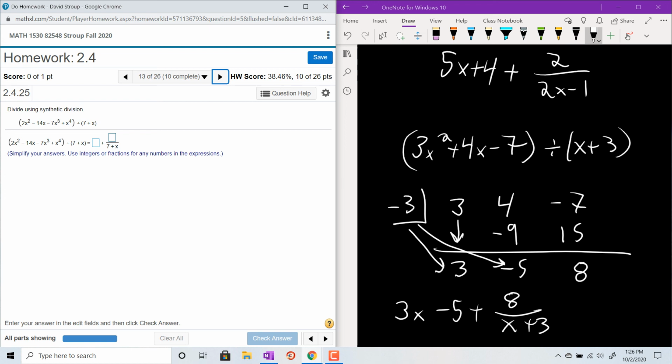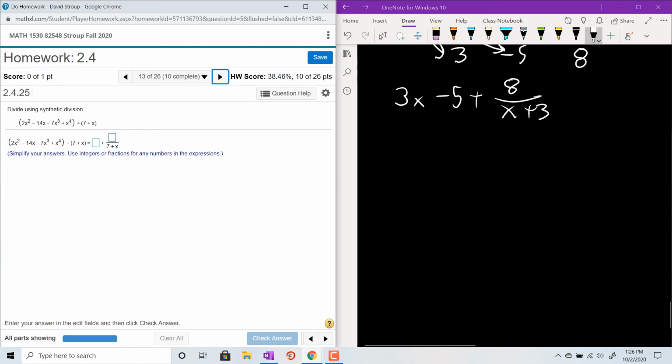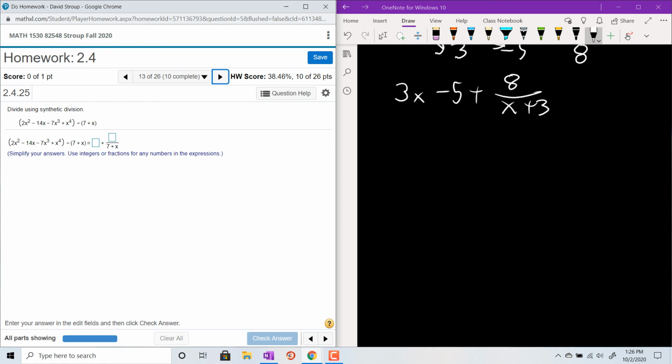This one's kind of weird. Sure, let's try this one just because of its weirdness. For this one you've got to rearrange the terms to make them in order before you can do the synthetic division. So you'd have to go for your row 1, negative 7, 2, negative 14, and then 0. There is kind of a placeholder. Let's go ahead and try this one.